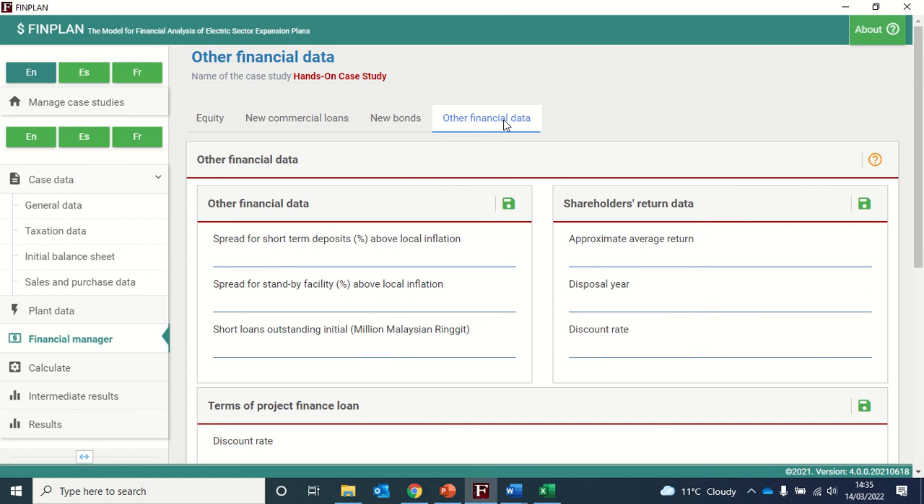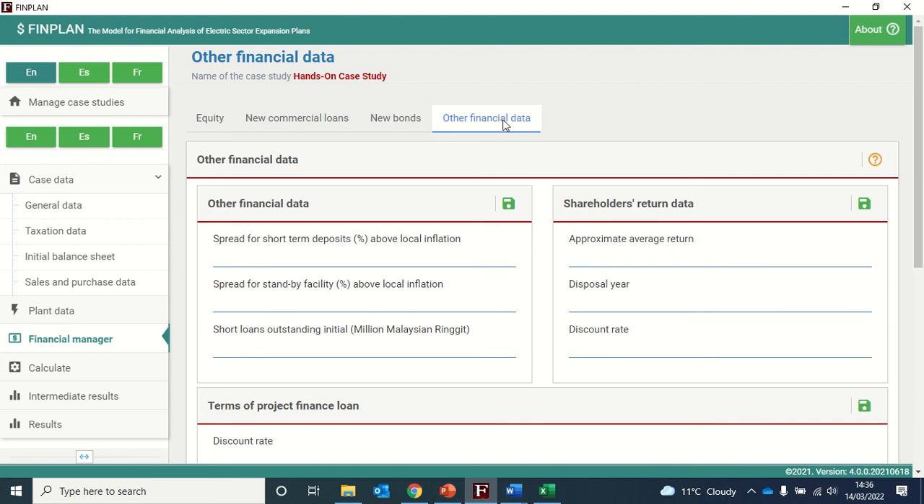FINPLAN offers two possibilities to manage the shortfall and surplus cash: short-term deposits and standby facility. If the project has excess cash in a given year, then the model deposits it in the short-term deposit. A short-term deposit offers a low interest rate, therefore it is an inefficient use of cash. Users should always try to minimize the amount in short-term deposits by reducing the availability of financial resources or increasing the cash outflows, for example, by increasing dividends or repaying equity.